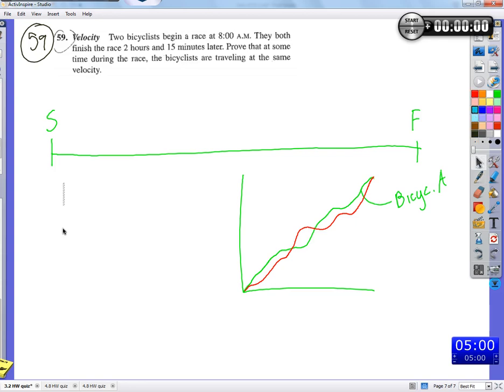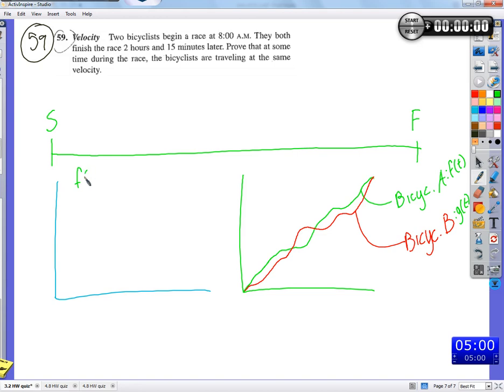Blue will be the color, putting them together. So if we do bicyclist A and bicyclist B, let's shorten these up. Let's say this is F of T and this is G of T. This function is going to be F of T minus G of T. We could make it H of T if we wanted. I don't know if that's going to be helpful. So now let's look at these. Here F is green, and red is the G of T.